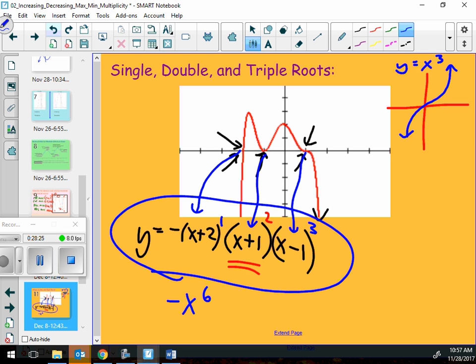Degree 6. All right. Now, they're going to ask you it this way. They're going to say, what's the lowest possible degree of it? 6. Because there might be roots that we can't see. They're called imaginary roots. So they're going to say, what's the lowest possible degree? And the answer would be 6.